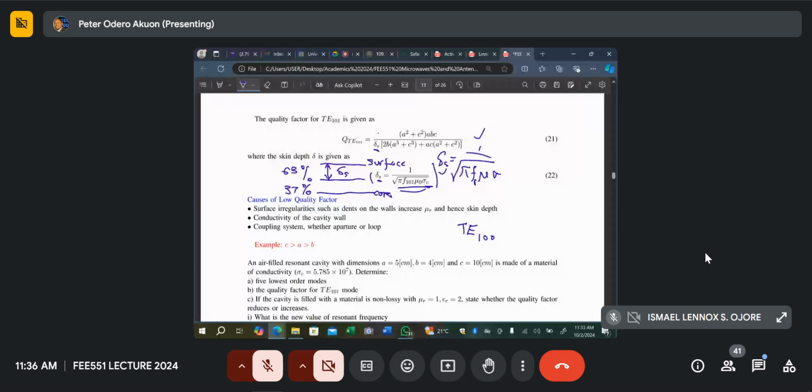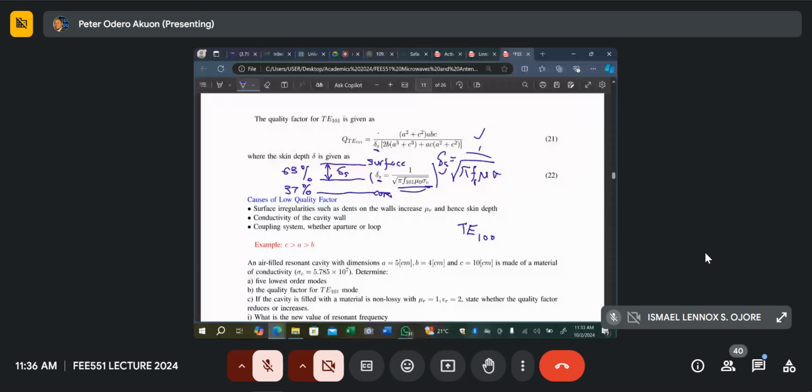Because here we have permittivity increasing for that material. Okay, so we'll see that. Does it reduce or increase the quality factor? Okay, what is the new value of the resonant frequency when you fill it with a material? And what is the new value of Q for TE101 when you fill it up?